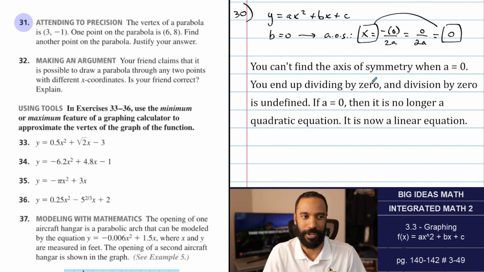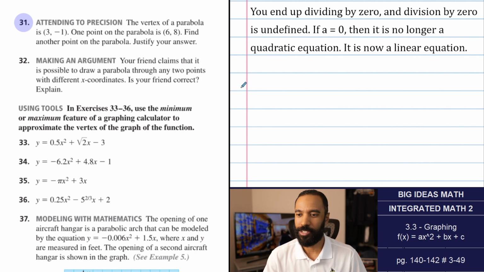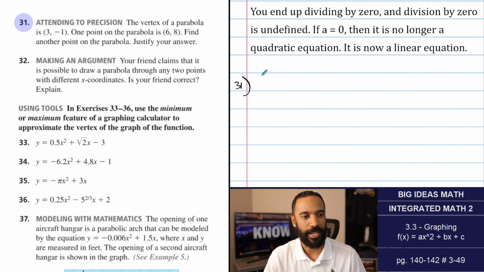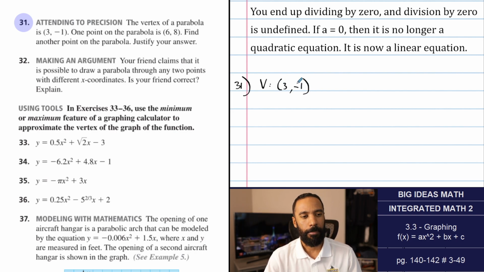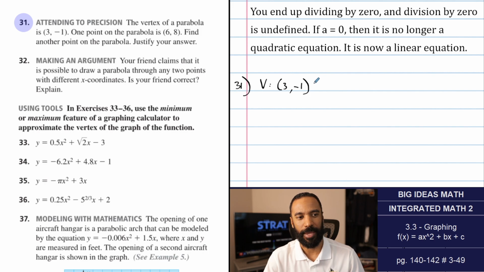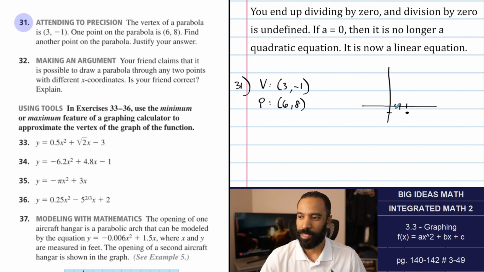All right, number 31. Attending to precision. Ooh, I might have to use a calculator. Let's see. The vertex of a parabola is 3, negative 1. One point on the parabola is 6, 8. Find another point on the parabola. Justify your answer. Okay. I'm going to rough this one out, but 3, negative 1 is right there. Now, there's a point that's also 4, 5, 6, whatever, 8, right? 6 comma 8.